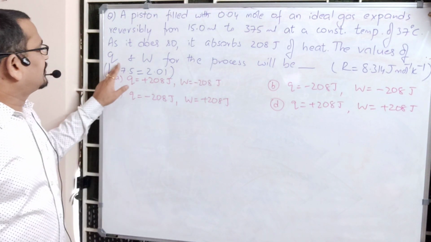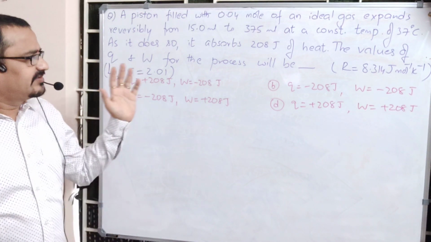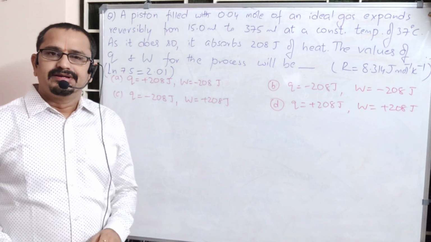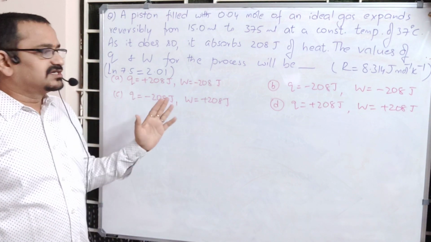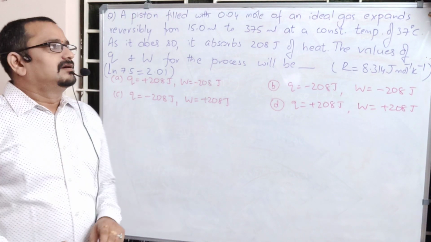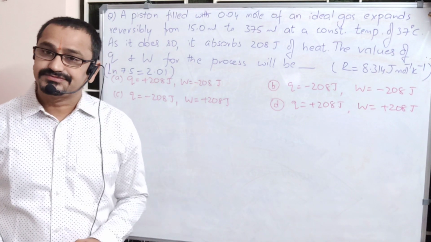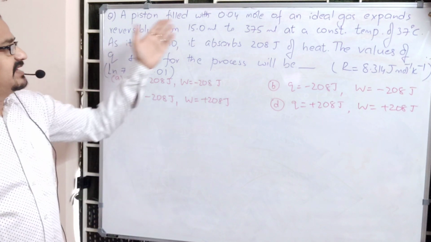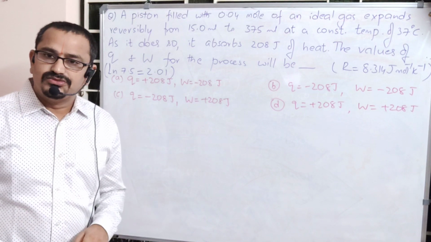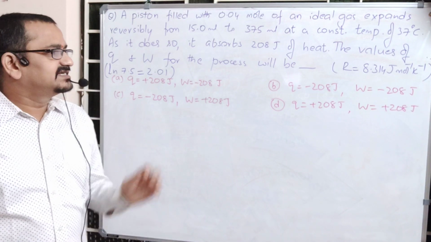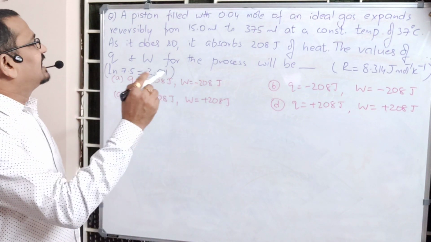The values of Q and W for the process will be, see, usually, especially in thermodynamics, sometimes a question may be very lengthy, by looking at which students will give up in general. But this question is a very simple question where we need not solve anything. Understood? See, by looking at the question, one may feel like so much matter is there to solve, so many values are to be determined. But in practice, it is very simple, nothing to solve, because it is an isothermal process.